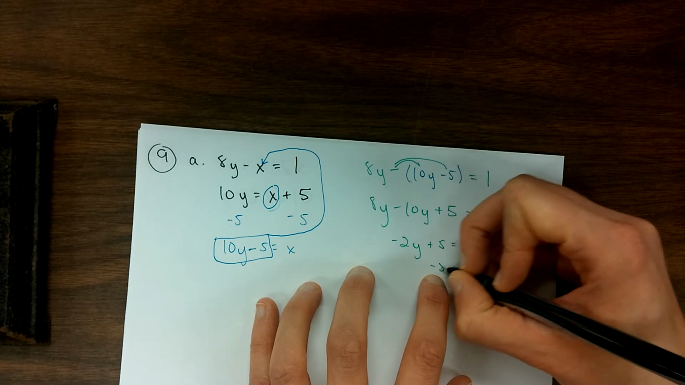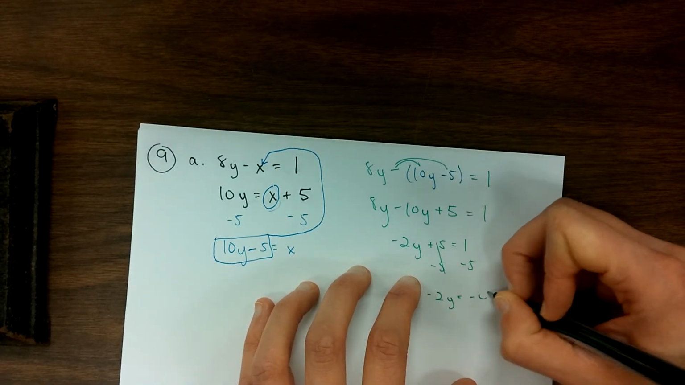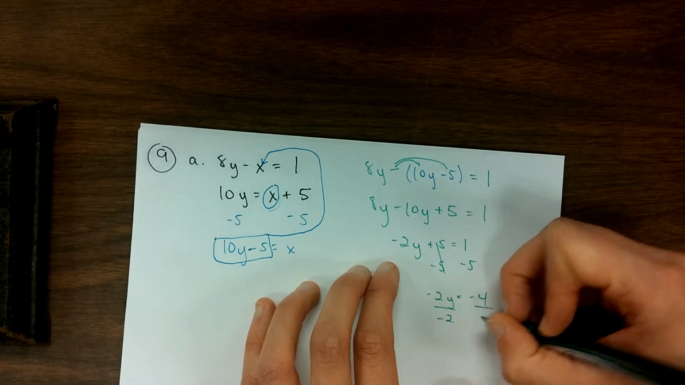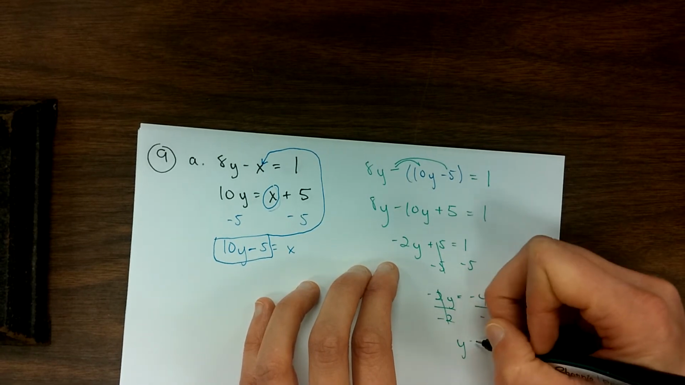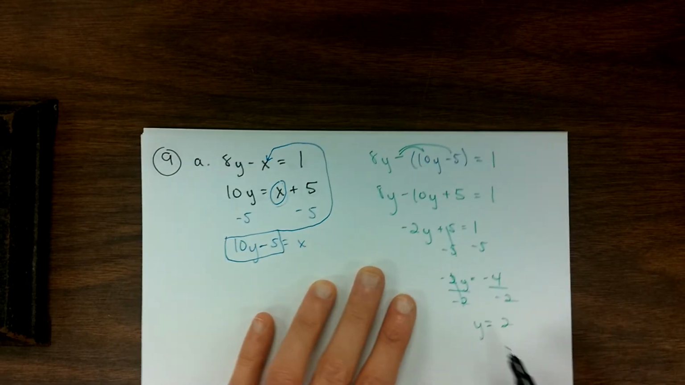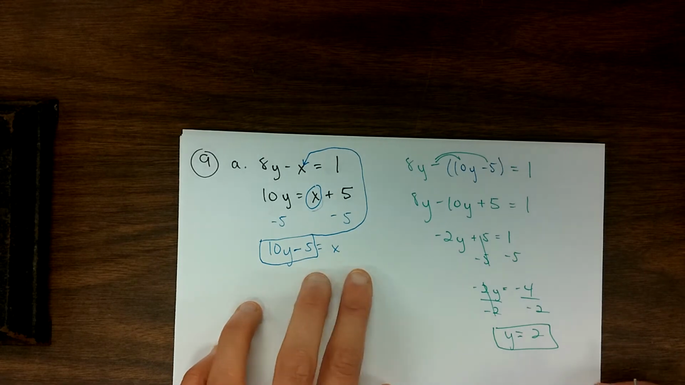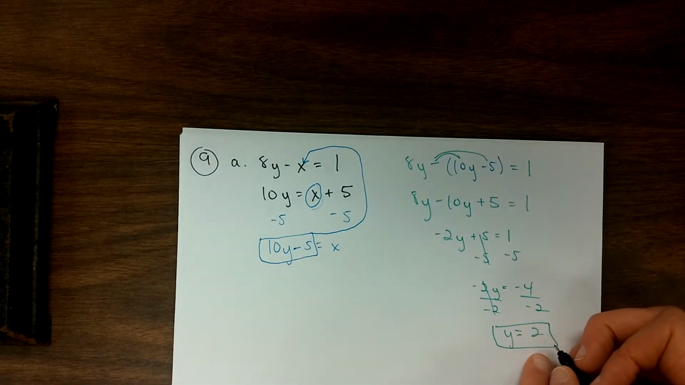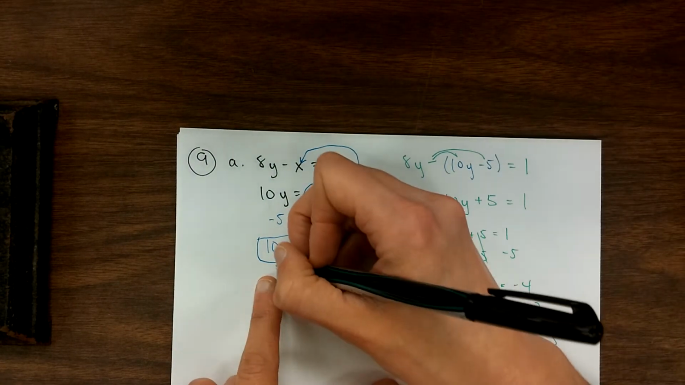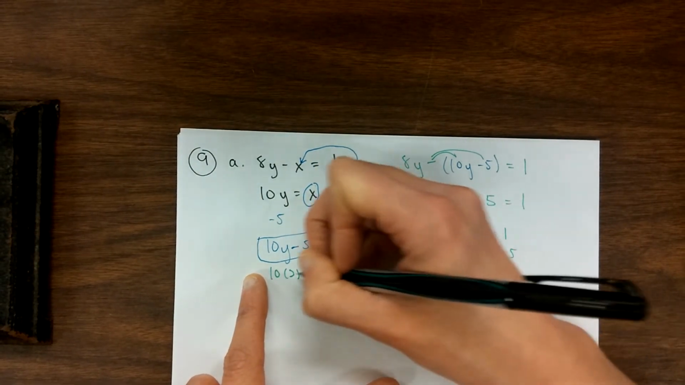And then I'm getting y by itself. Once I do that, a negative divided by negative is a positive, so I know y is 2. Then I can go back over here where I had solved for x. Now that I know y is 2, I can put 2 in place of y over here and figure out what x is.